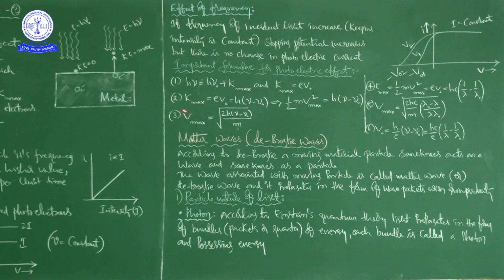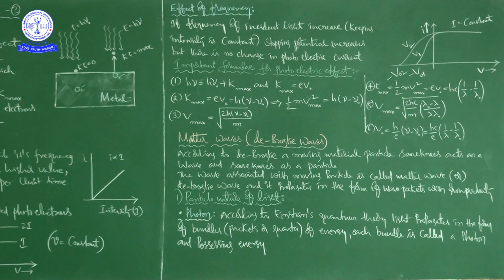That implies K maximum is equal to half M into V maximum square. That is h into nu minus nu naught. And if you take V maximum as the subject, then V maximum is equal to the square root of 2h into nu minus nu naught by m.